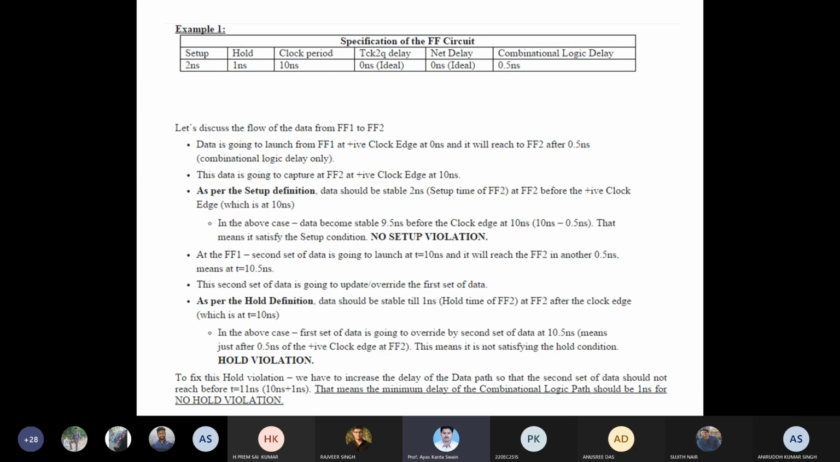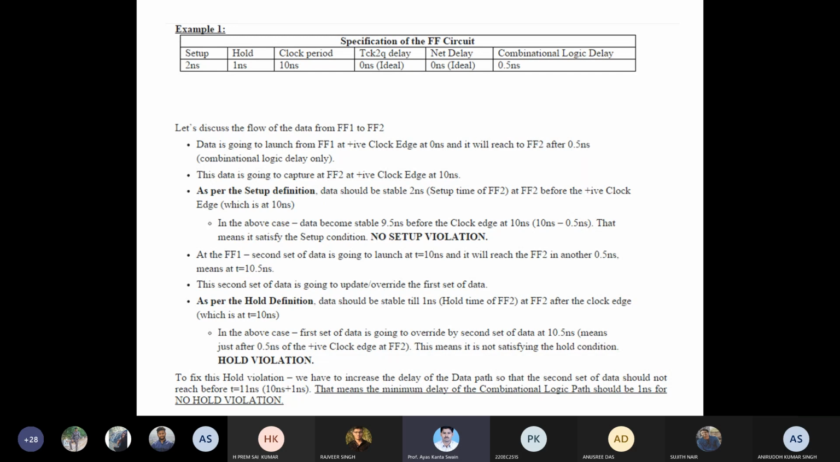Okay. As per the setup definition, data should be stable for 2 nanosecond. So setup time is 2 nanosecond. That is the setup time of the flip-flop at FF2 before the positive edge of the clock at 10 nanosecond. That means 10 nanosecond minus 2 nanosecond, so data must be available before or at 8 nanosecond. Then only there is no setup violation.